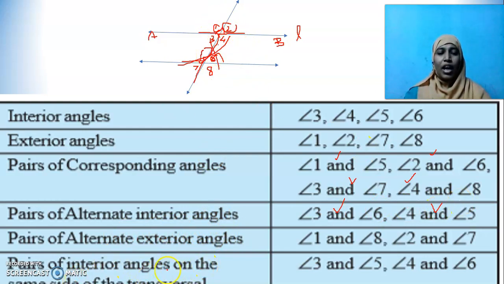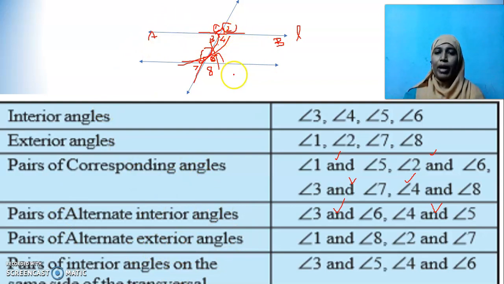Pairs of interior angles on the same side of the transversal. Interior alone. 4, 6, 3, 5. Same side in the sense you should look only on one side of the transversal, not on the other side. If I add 4 and 6, it is equal to 180. If I add 3 and 5, it is equal to 180 degrees. Is it clear, children? So we have learnt all these angles in parallel lines.